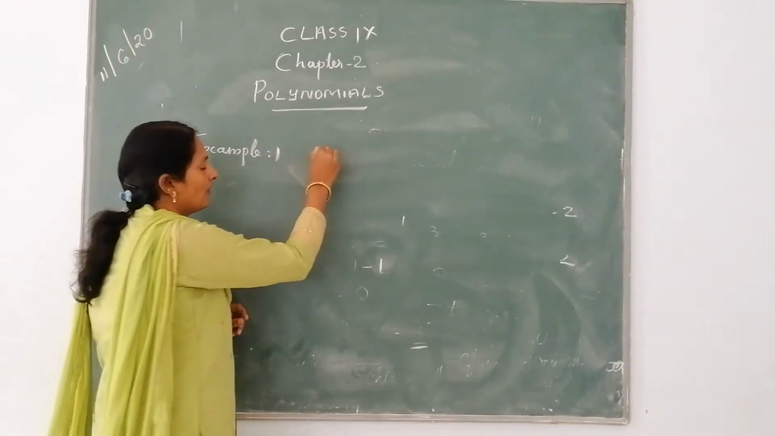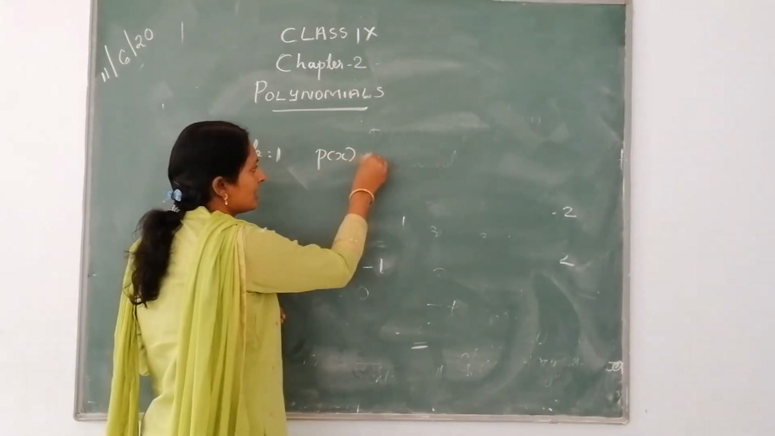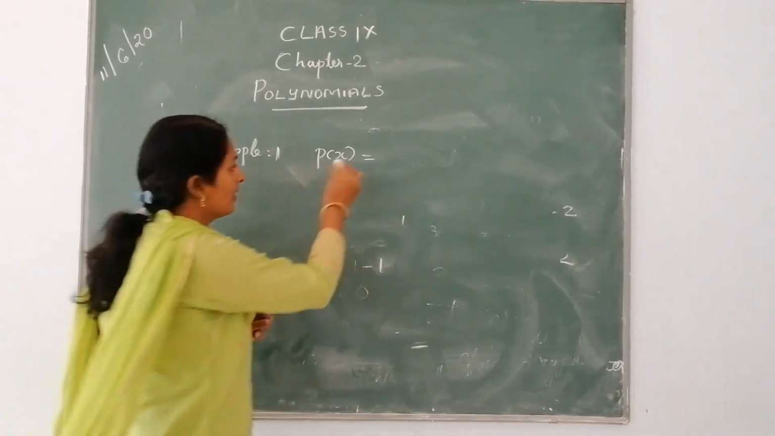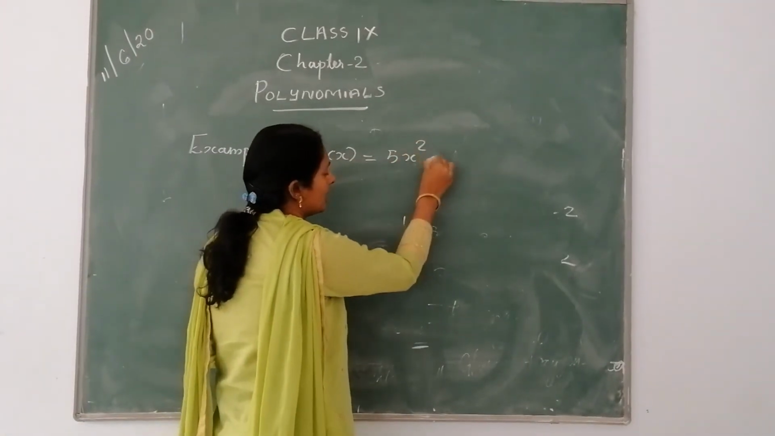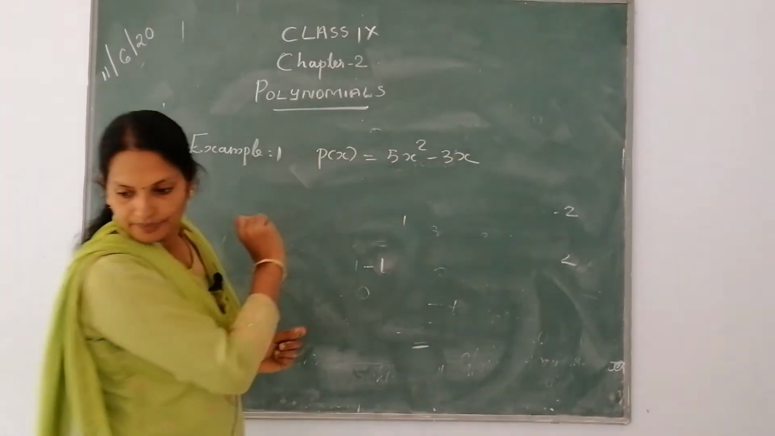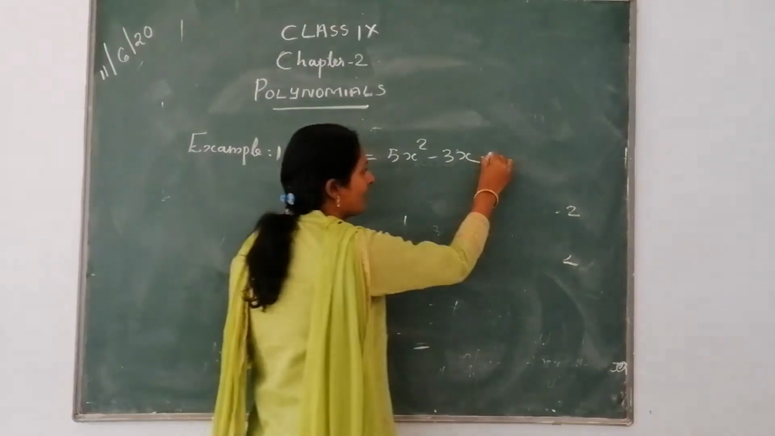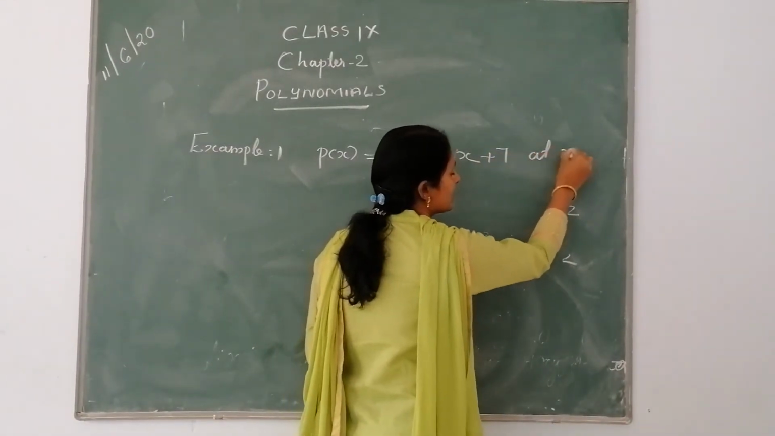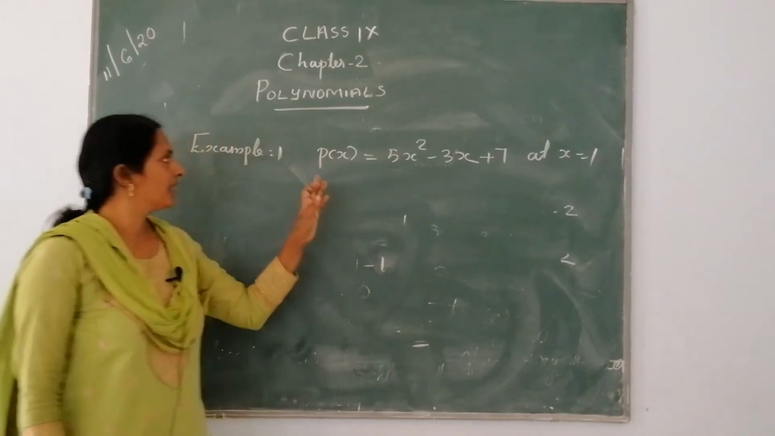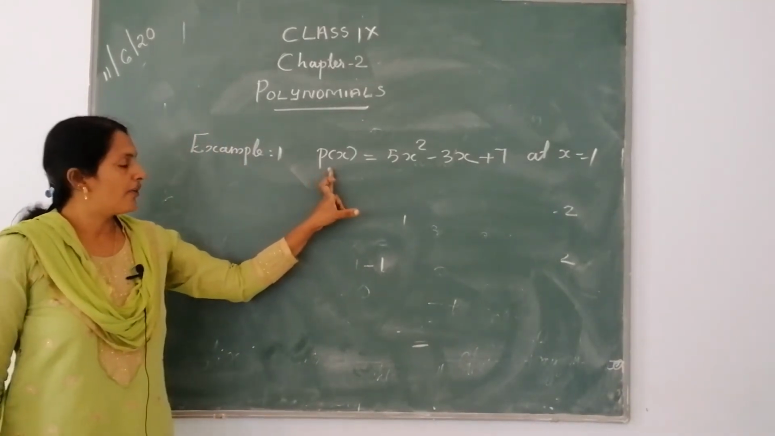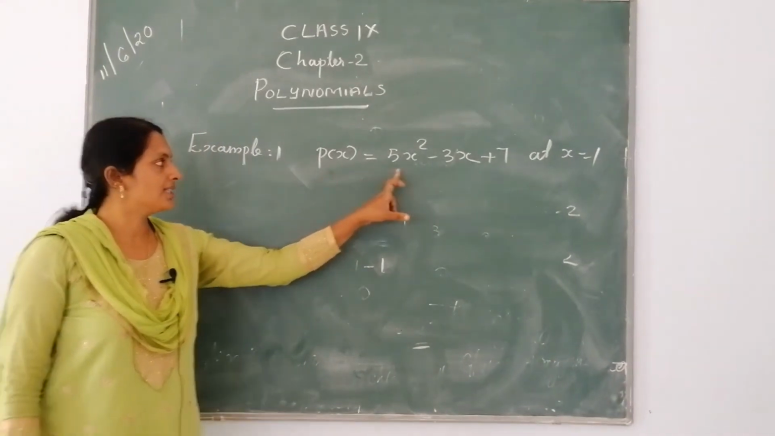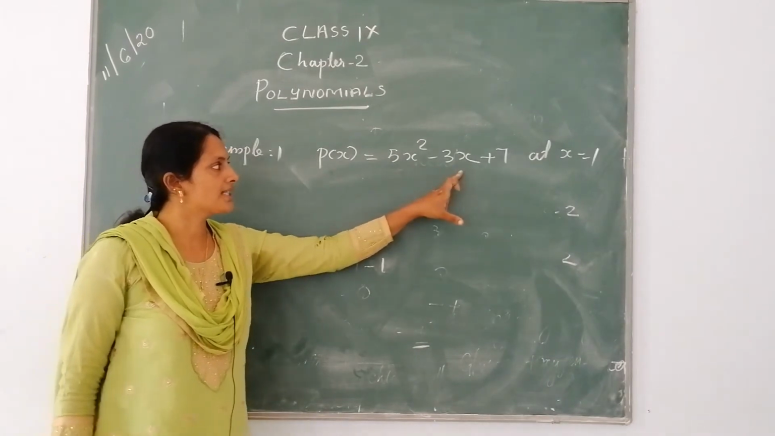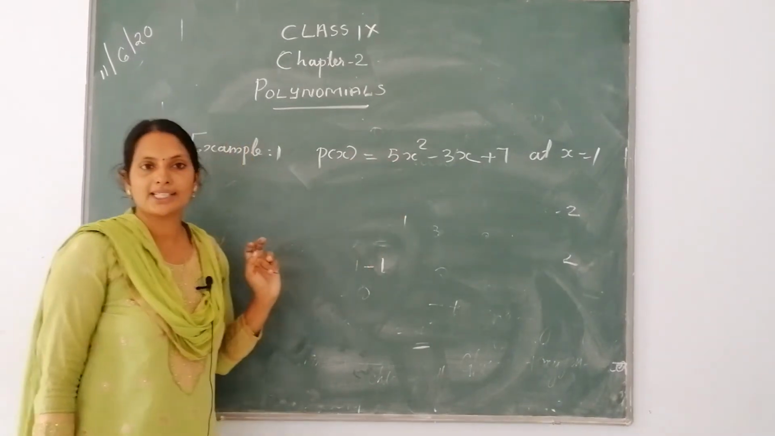Find the value of P of x is equal to 5x square minus 3x plus 7 at x is equal to 1.